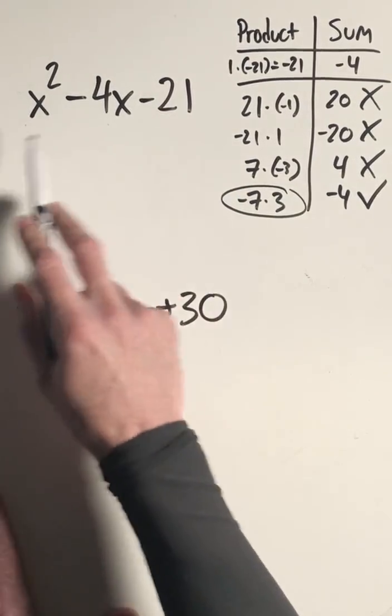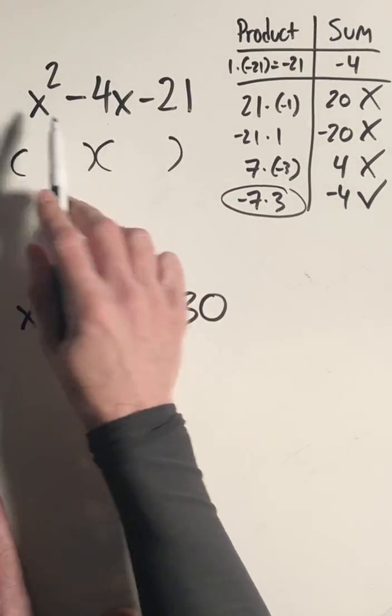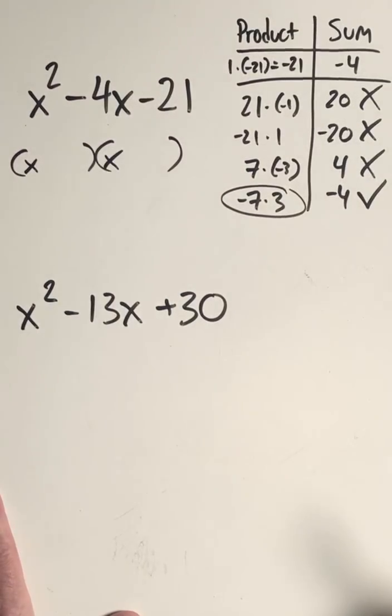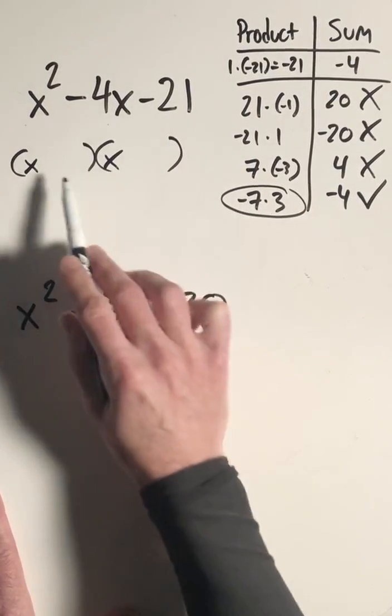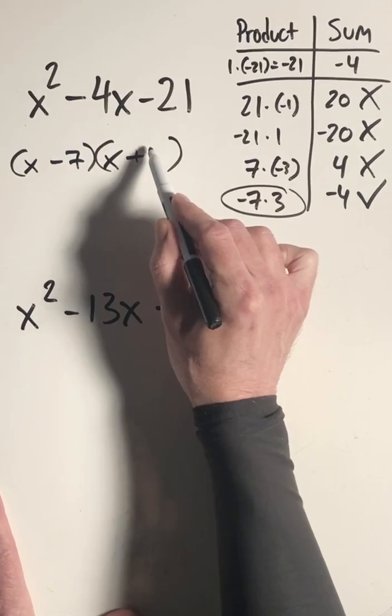So what I'm going to do, because of the structure here, is open up some parentheses. Since my first term is x squared, I know that each of them will start with an x. Now, I will replace these two numbers in here: negative 7 and positive 3.